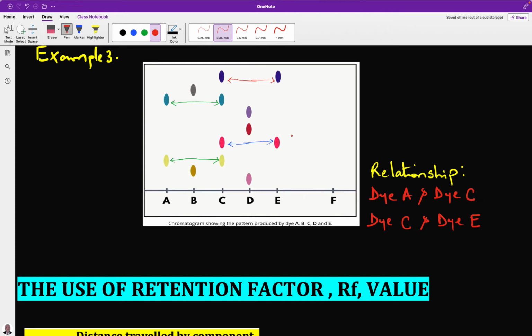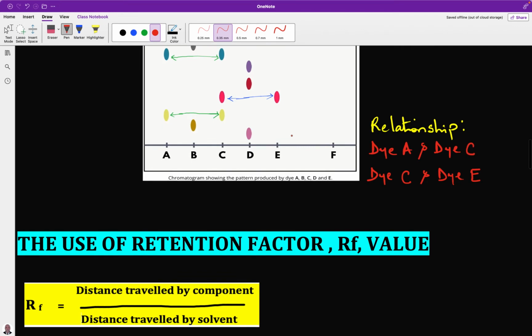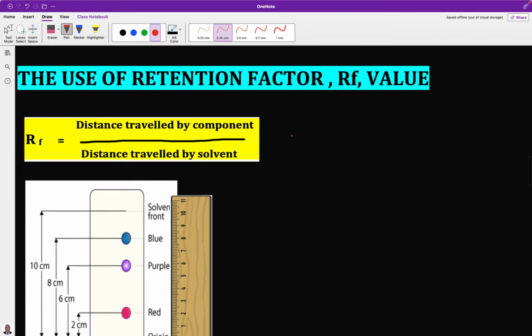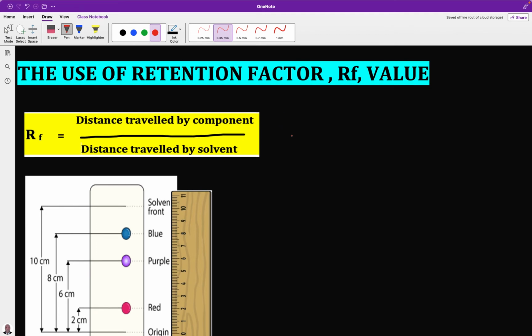When we have an impurity, we calculate the RF value. We go to the data booklet. We refer that value there and look. And from there, we will know the component, or the identity of the impurity. How do you use the retention factor? RF, which is known as the retention factor, is used to determine the impurities in substances or in a mixture.